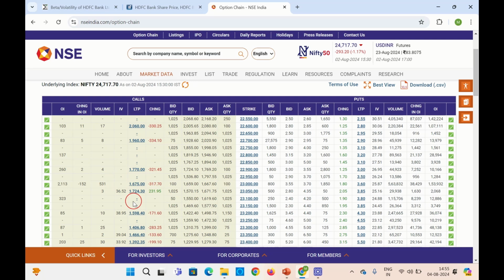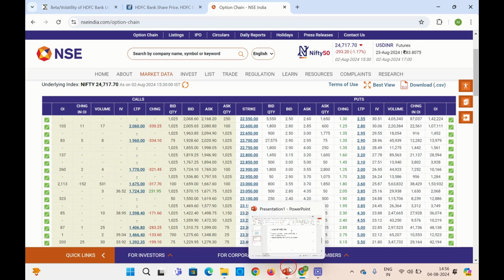So 36.52 means that this particular stock's current implied volatility is deviating somewhere around 36%. A plus or minus 36% deviation is possible with respect to this particular stock. Again, this speaks about option contracts. I'm just giving it to you as an example for a particular stock.